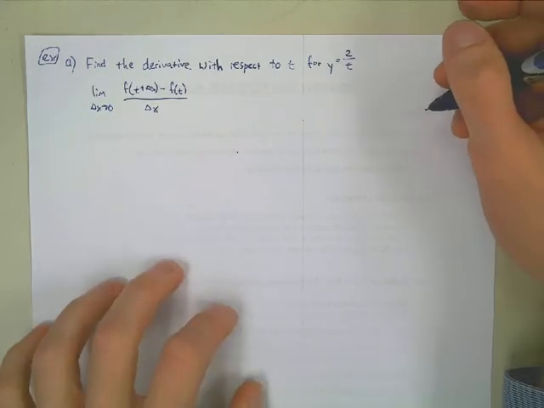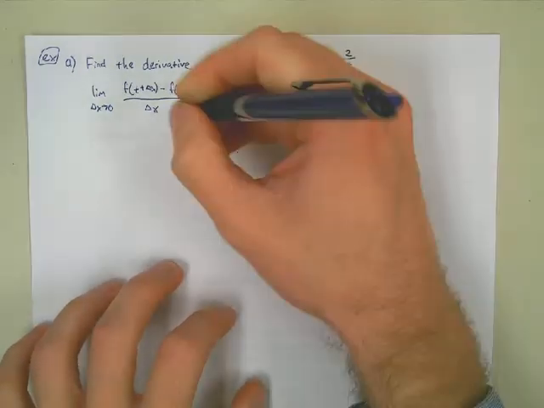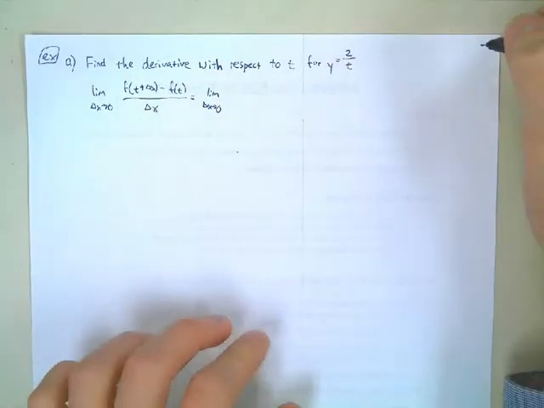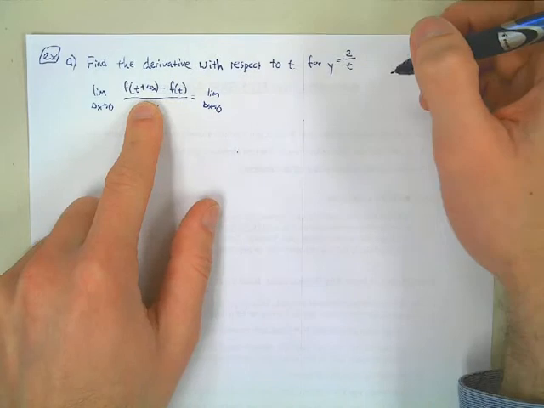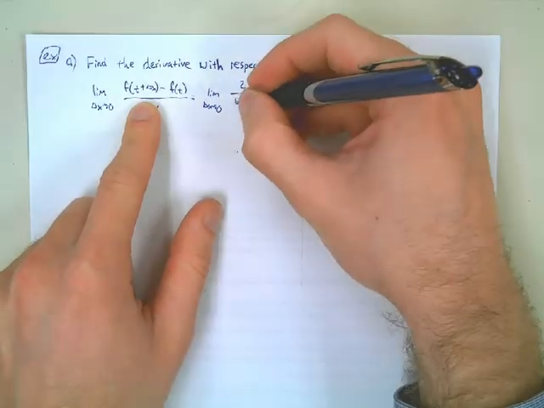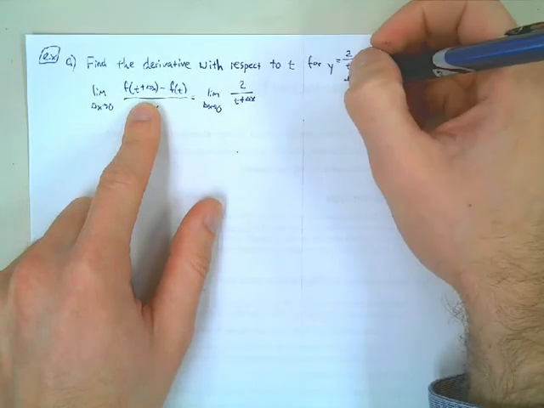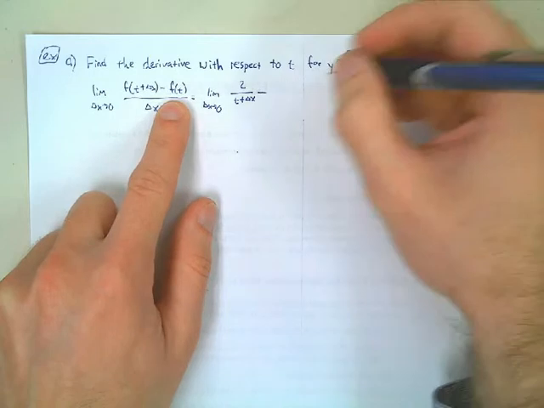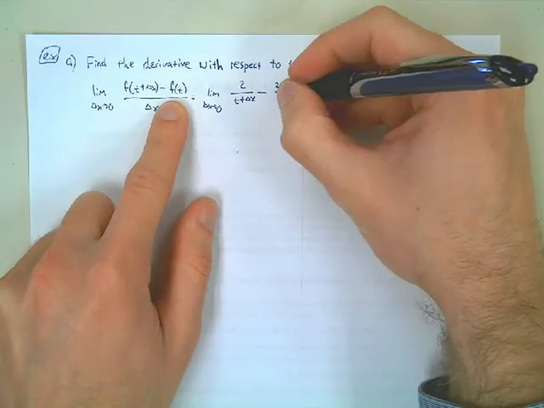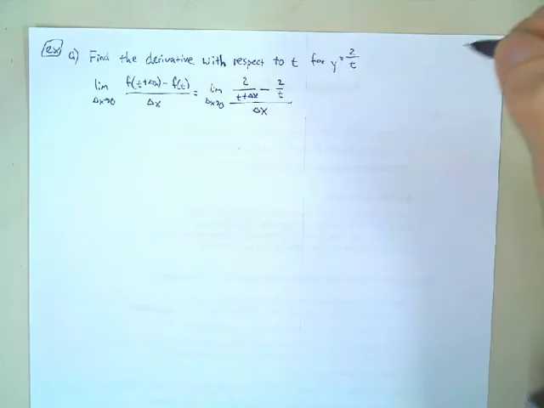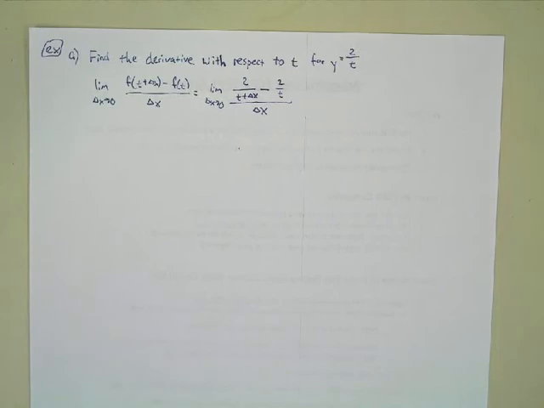Okay, so this is equal to the limit as delta x approaches 0 of f of t plus delta x. How are we going to write that? 2 over t plus delta x, right? Minus f of t, which is just 2 over t, all over delta x. Fractions within fractions within fractions. It's like fractionception. Yeah, that's right. Nested fractions.